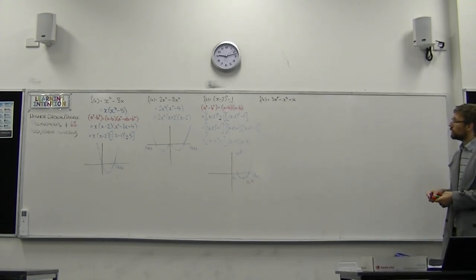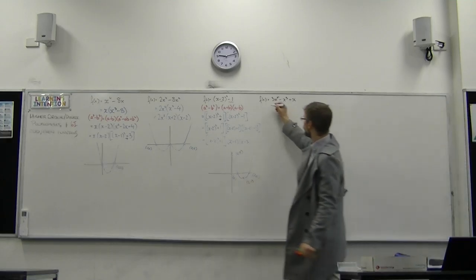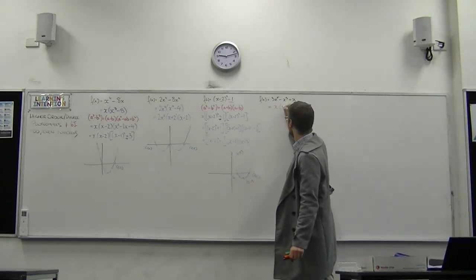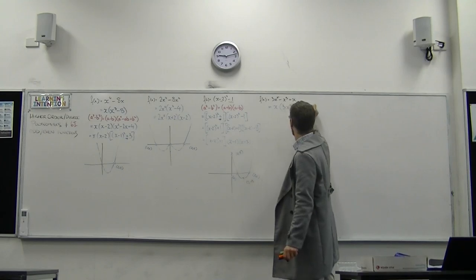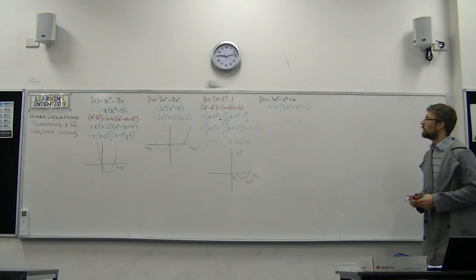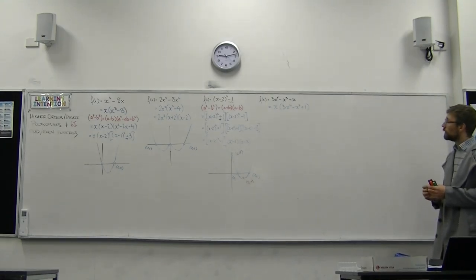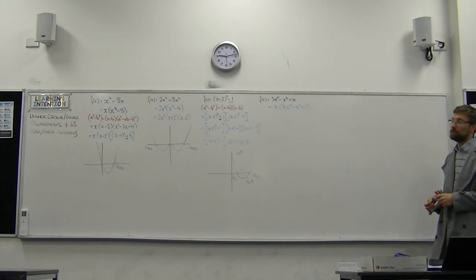Any thoughts? Take x to the 5 out. Right, always look for a nice, easy factor whenever you can find one. 4 minus x squared plus 1. Okay, now you can do long division. So we might need to resort to long division at this point.